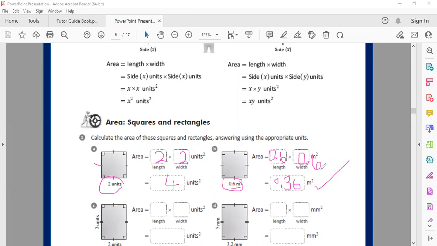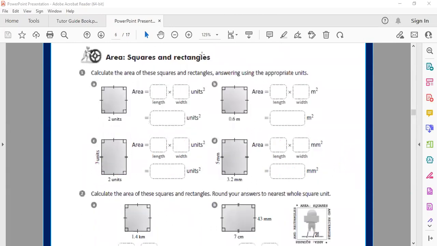0.6 times 0.6 is 0.36. Okay, we are finding area. Simple questions. Are you doing on your side, guys? I hope so. Okay, finally, number C.